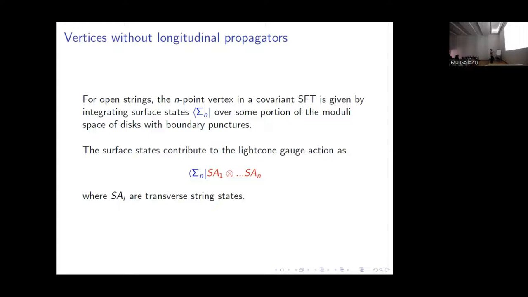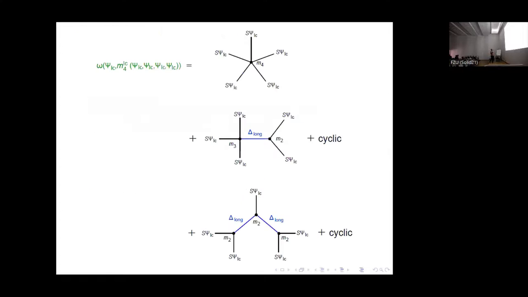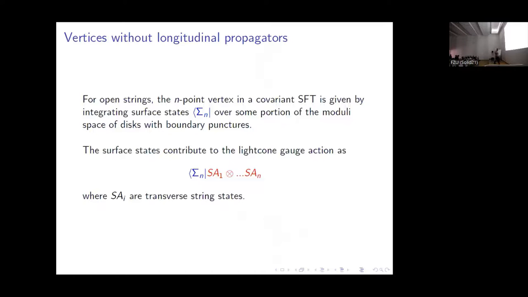Okay. So the contribution of the covariant vertex to the gauge fixed action is just given by evaluating this surface state on a set of transverse string fields. Okay. So the question is, what is the result of evaluating this? And this will give us this contribution to the gauge fixed action, the one without longitudinal propagators.